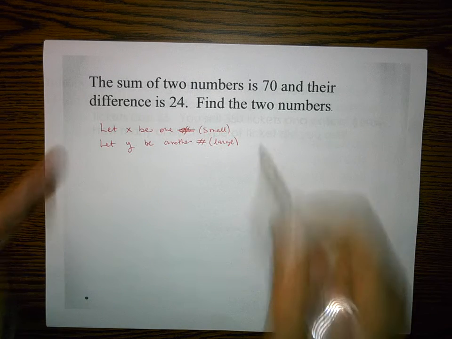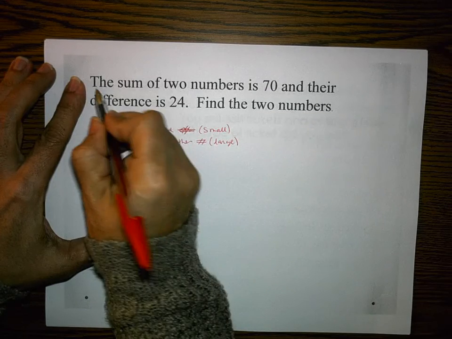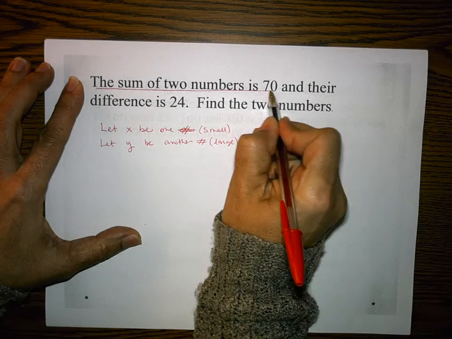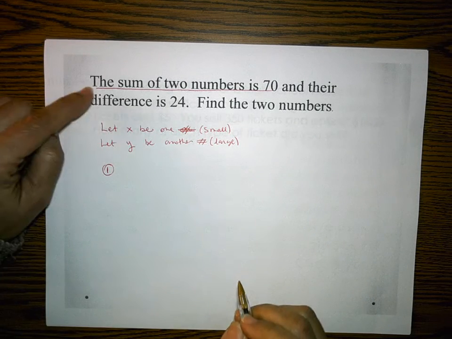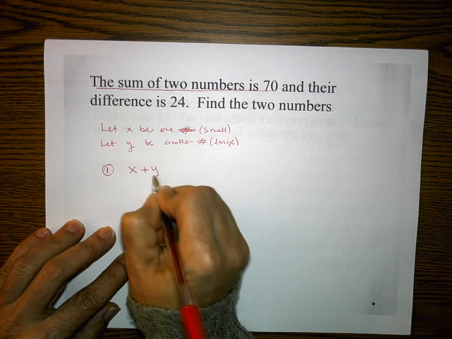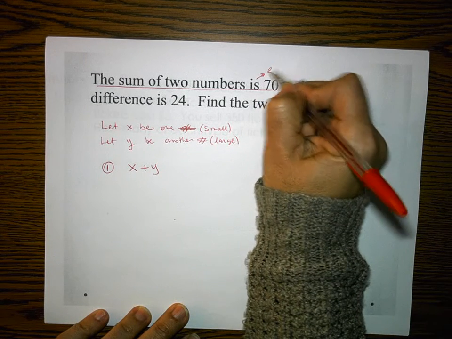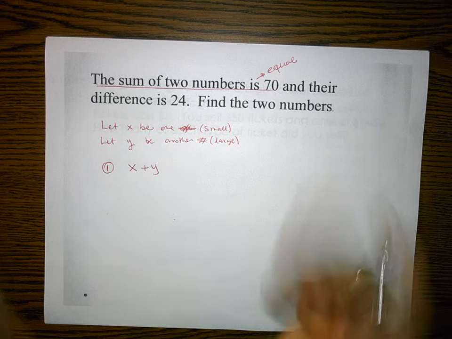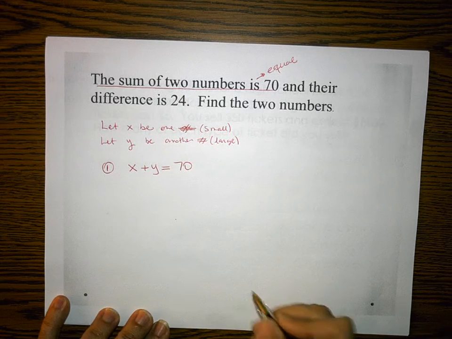This kind of word problem is much easier. Students love this kind of word problem because it says the sum of the two numbers is 70. There's my equation number 1. I'm going to set up my first equation. If I add x and y together, x plus y, the word "is" always has to be the equal sign, in this case. So x plus y equals 70.